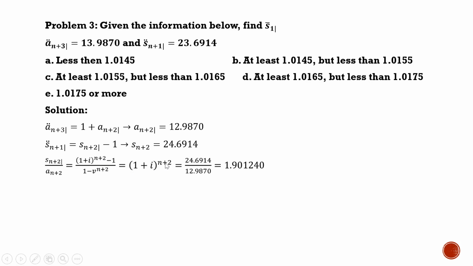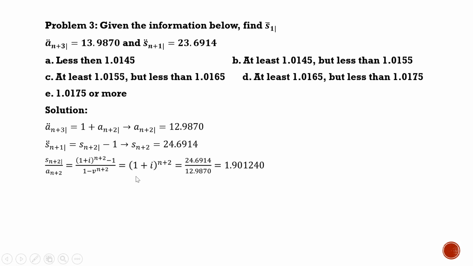Another way to think about it is that S n plus 2 is the accumulated value at time n plus 2, and a n plus 2 is the present value at time 0. So to bring something from time 0 to time n plus 2, you multiply by 1 plus i to the n plus 2. That's why when you take the ratio, it becomes 1 plus i to the n plus 2. So here 1 plus i to the n plus 2 is 1.990 or 1240.